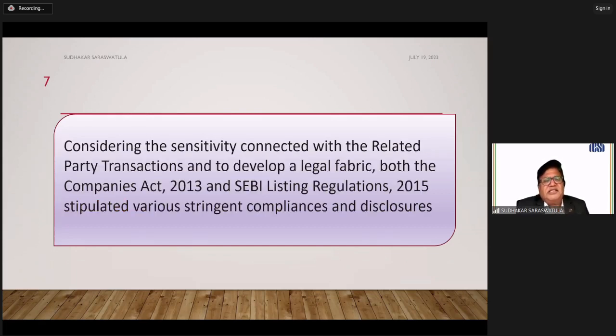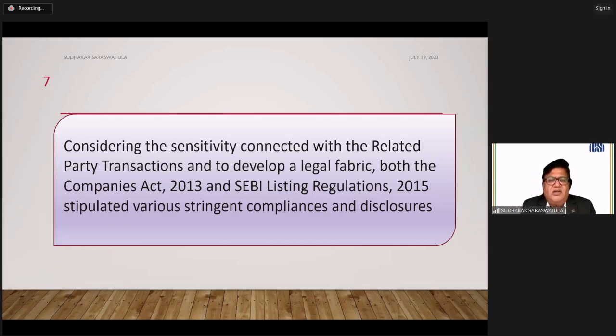So considering the sensitivity connected with related party transactions, and to develop the legal fabric, both the Companies Act 2013 as well as the SEBI Listing Regulations 2015 stipulated various stringent compliances and disclosures. As far as the SEBI Listing Regulations are concerned, a lot of changes have taken place, some of which came into effect from 1st April 2022, and the remaining from 1st April 2023.